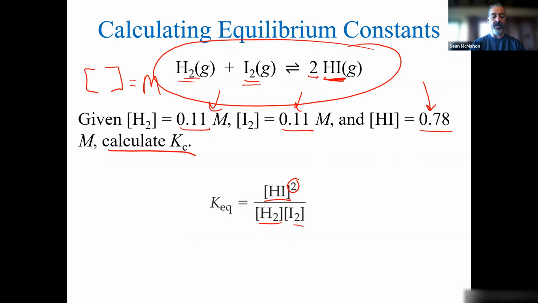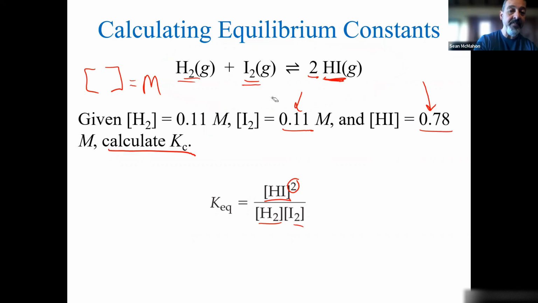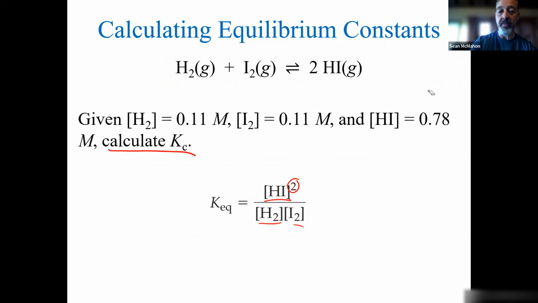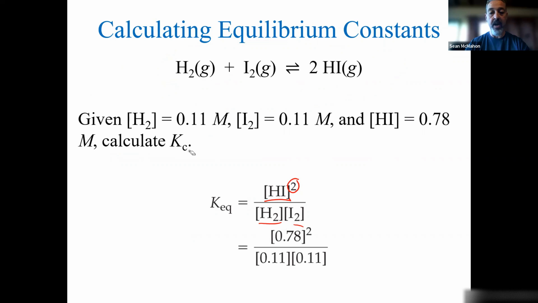Well, now what am I going to do? Now that I actually have numbers to plug into this equilibrium constant quotient, because that's what the equilibrium constant is, basically a mathematical quotient, I'm going to plug it in. So for the hydrogen iodide, I plug in the 0.78, and I'm going to square it. Why? Because of the coefficient of 2 in the balanced chemical equation. And then for both my hydrogen and my iodide, I have 0.11, 0.11.